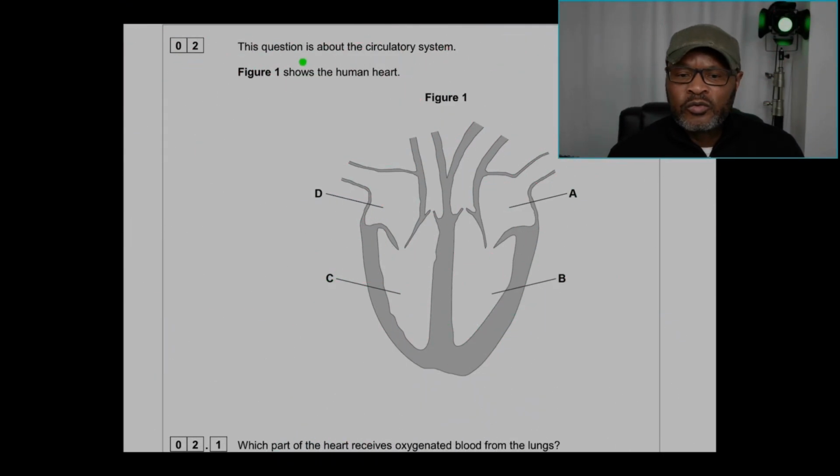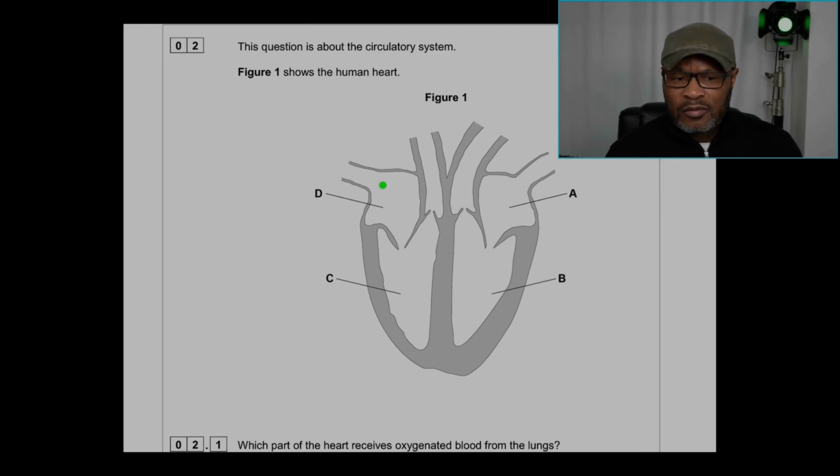Question 2. This question is about the circulatory system. Figure 1 shows the human heart. We are looking at the deoxygenated blood coming from the inferior vena cava here, and this one will be the superior vena cava. This is coming from the head, and this is coming from the rest of the body, and then comes into the right atrium here.